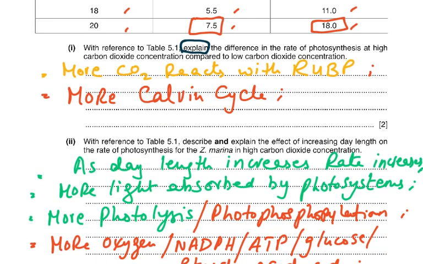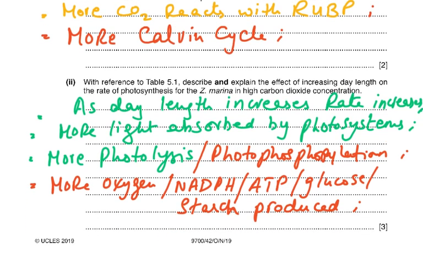Then we come on to part 2 of the question. Part 2 says, with reference to table 5.1, so we are again referring to table 5.1, describe and explain the effect of increasing day length on the rate of photosynthesis.